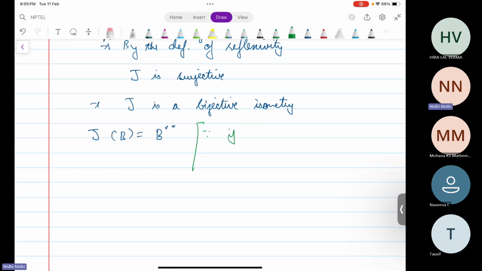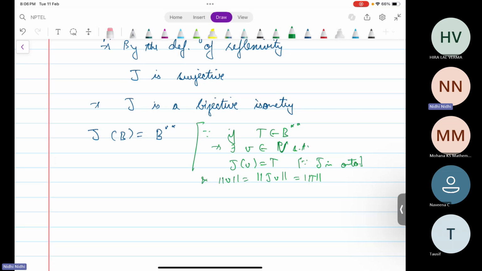if I take, suppose I take some functional T in B star star, since J is surjective, there exists some v in V such that Jv is equal to T, since J is onto, and norm v will be equal to norm Jv, which is equal to norm T.